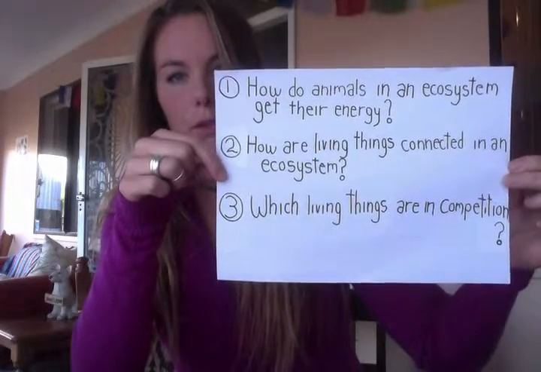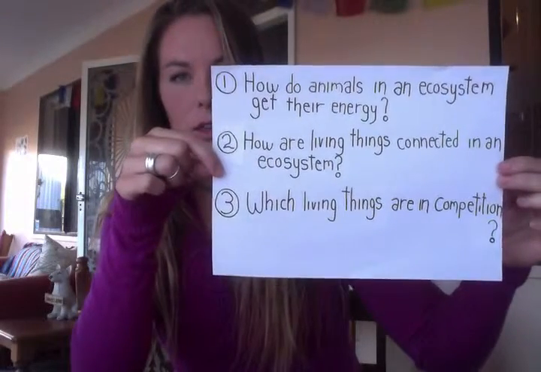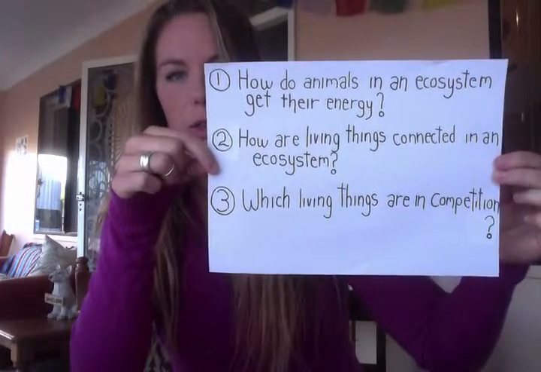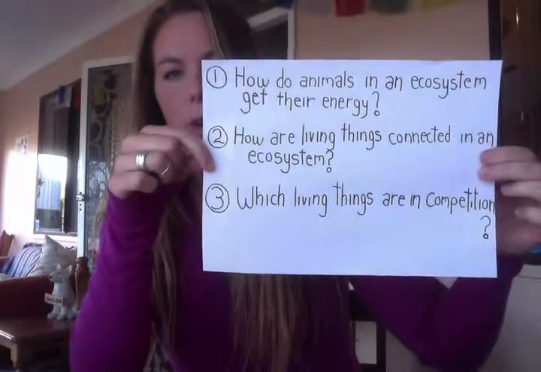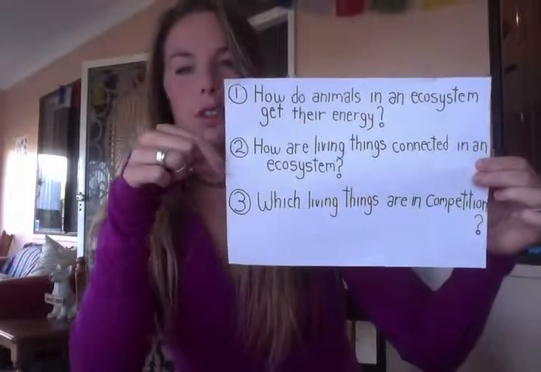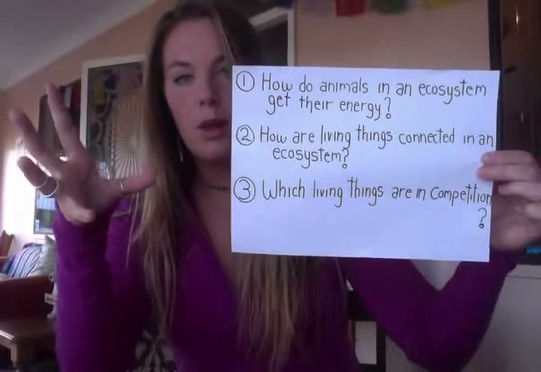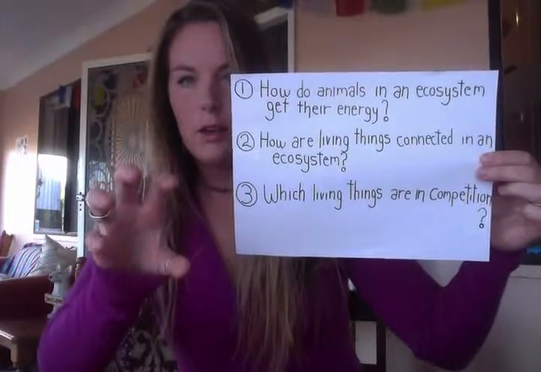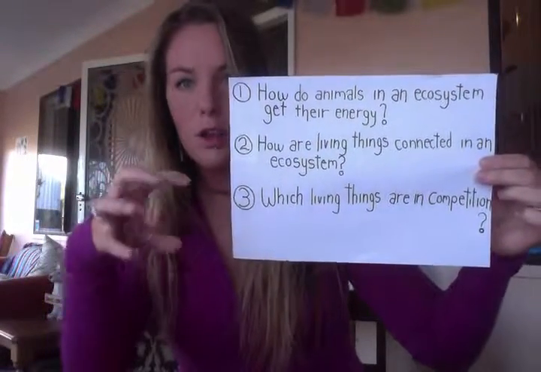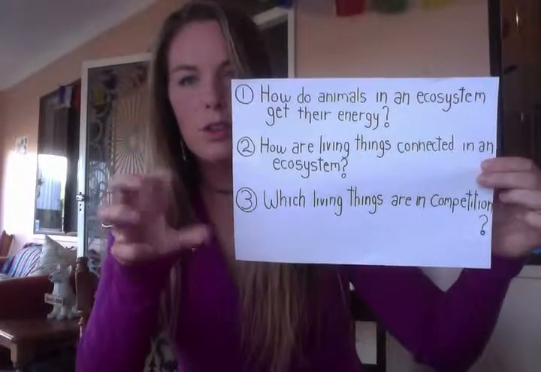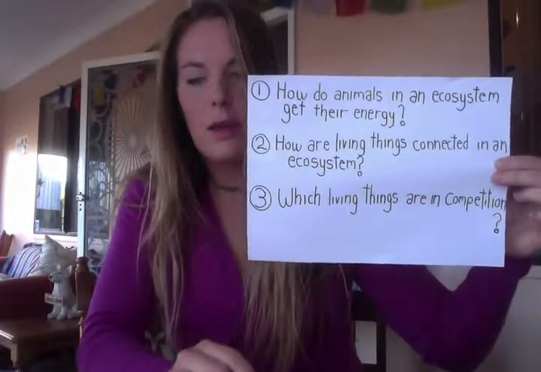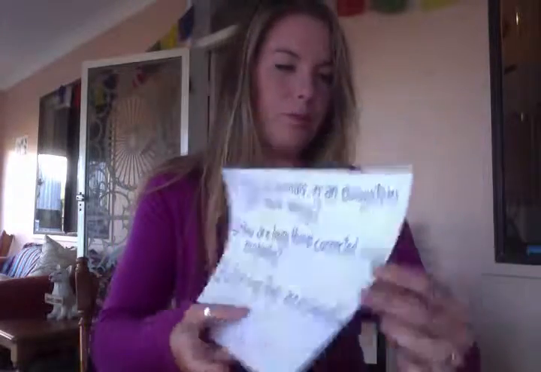Second, how are living things connected in an ecosystem? What's their relationship? What's going on there? And thirdly, which living things are in competition? You might be looking at a food web and see two larger fishes that are competing for one smaller fish species. So they're in competition for that one food source. So what does that mean? These are all very important things to think about when we're looking at food webs.